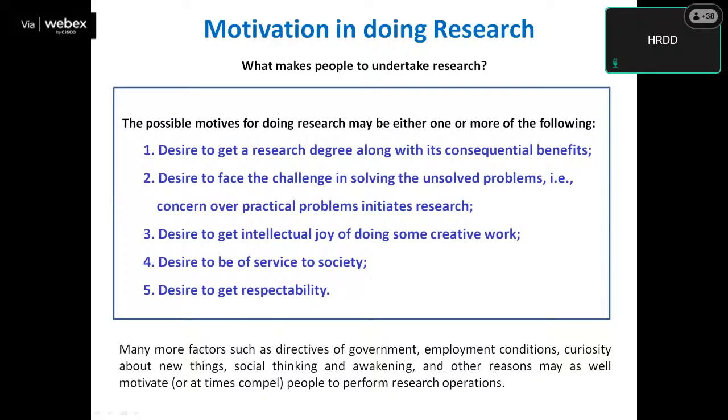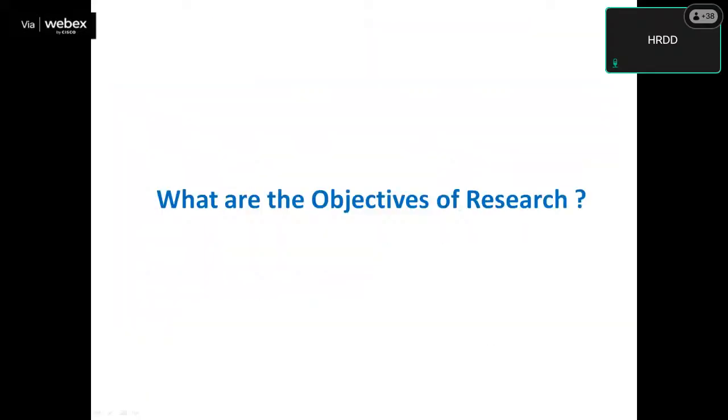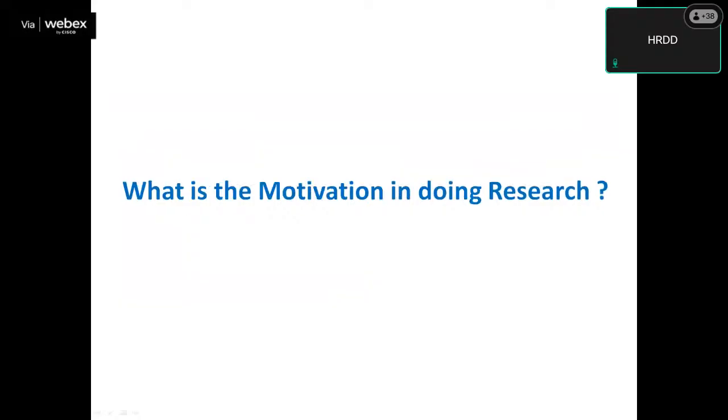Okay. More factors such as directives of the government, new things, social thinking, awakening, and other reasons may as well motivate people to perform research operations. So these are the different objectives of doing research. So what we did today is research. Everybody understands, but in this class we have to go through the objectives of why we are doing research, and the motivation in doing research.